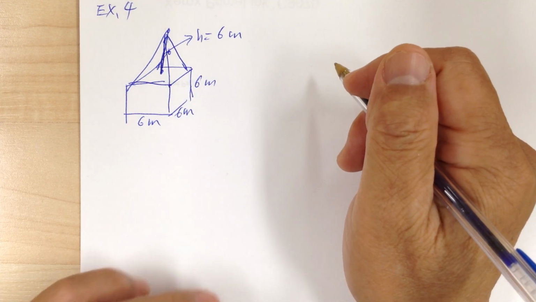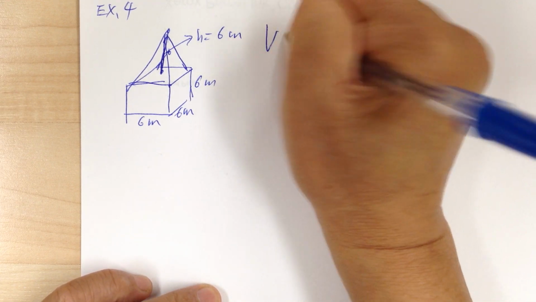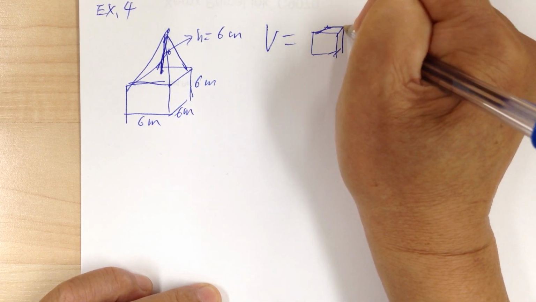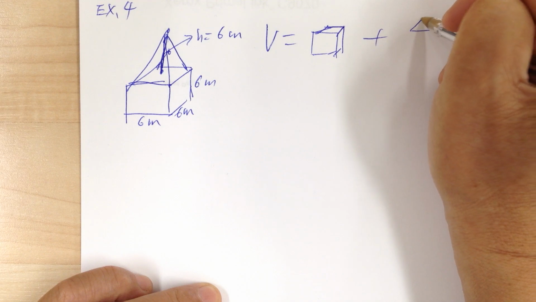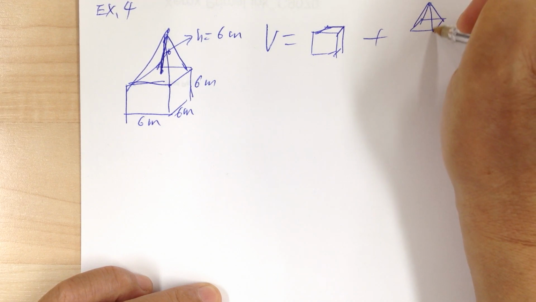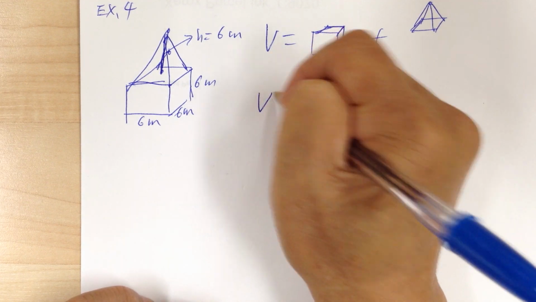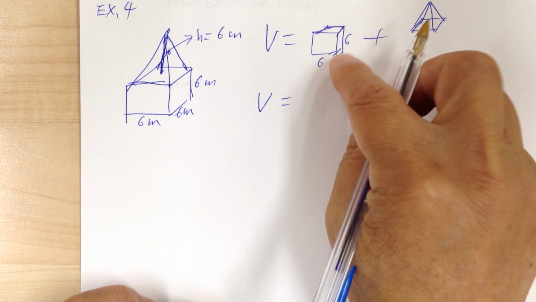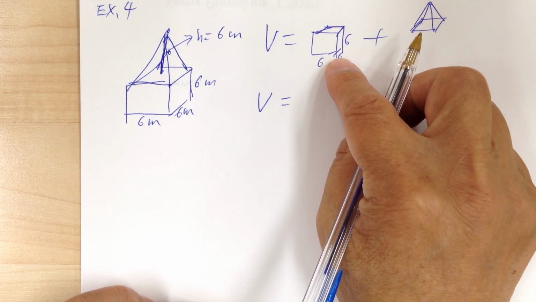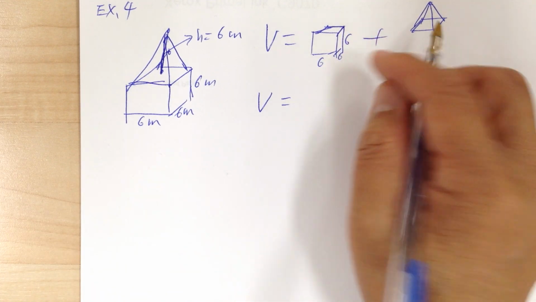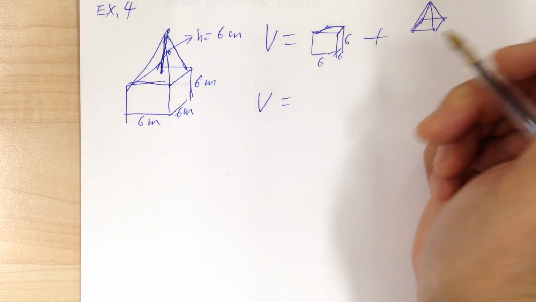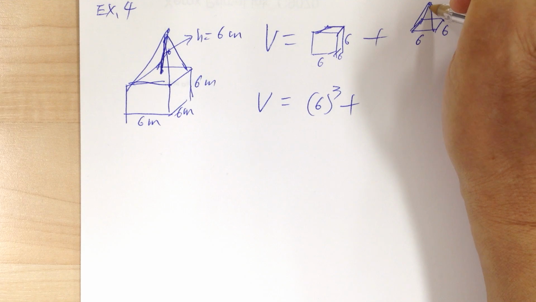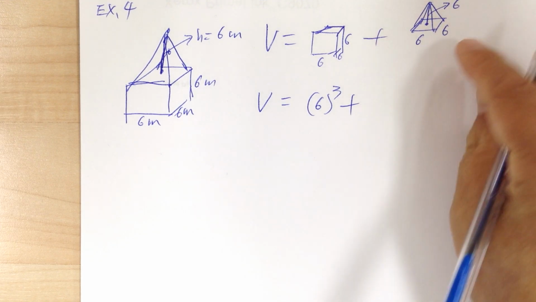First, again, let's do the strategy. The volume will equal the cube plus the pyramid, and you can put numbers in there if you want to. Each side is 6. For the volume of the cube, you can use base area times height, that's fine, or you can just use side times side times side. So this will equal 6 to the 3 power. Everything is given.